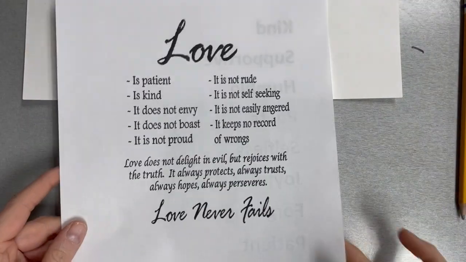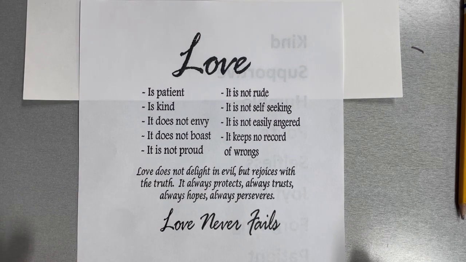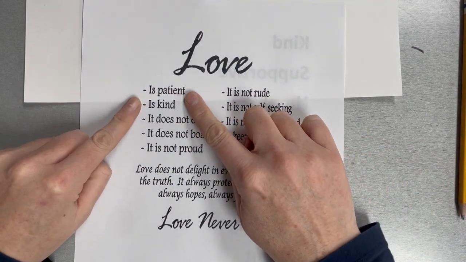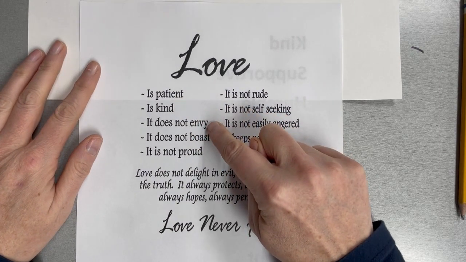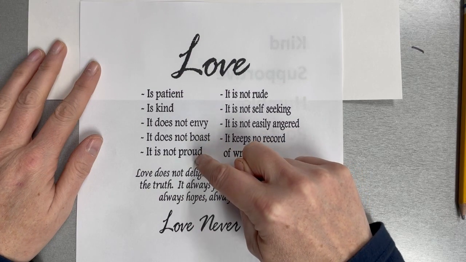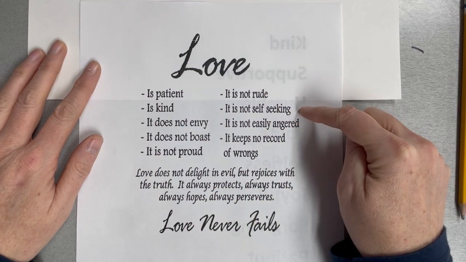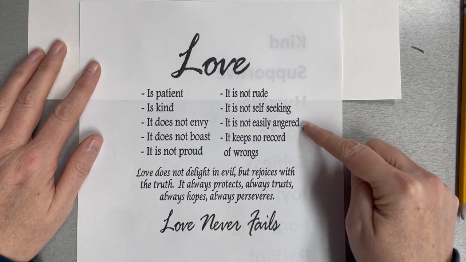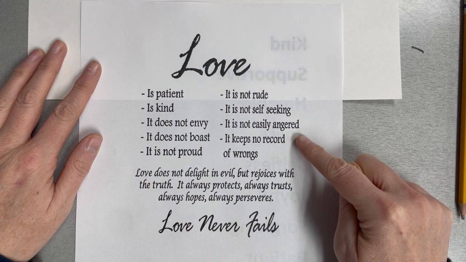Using the piece of paper I have provided, there's a definition of love. Love is patient, it is kind, it doesn't envy, which means it doesn't get jealous of others, it doesn't boast, which means it brags or says, look at me. It isn't proud, it isn't rude, and it isn't selfish. Love doesn't get angry easily, and it doesn't hold the wrongs against people who've hurt you. That means it forgives other people.